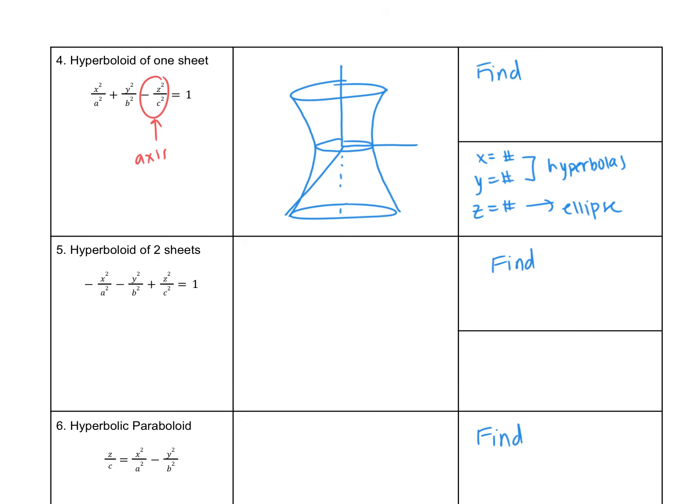Next one is a hyperboloid of 2 sheets. This time z is the different one because it's positive. Again, that's going to be the axis. Looking at our traces, if z is equal to some number, again, we get an ellipse. This time, though, z has to be bigger than c. X and y are going to give us hyperbolas.